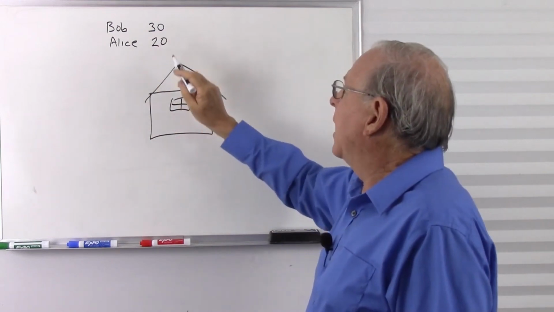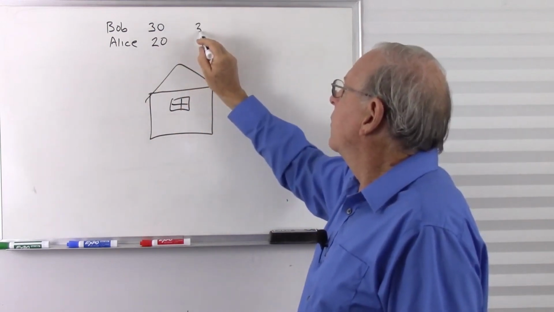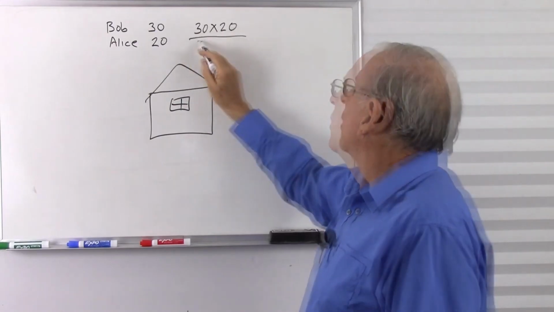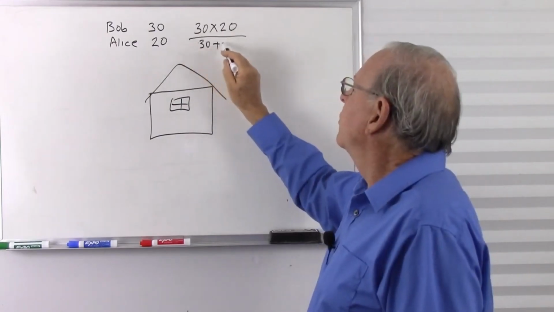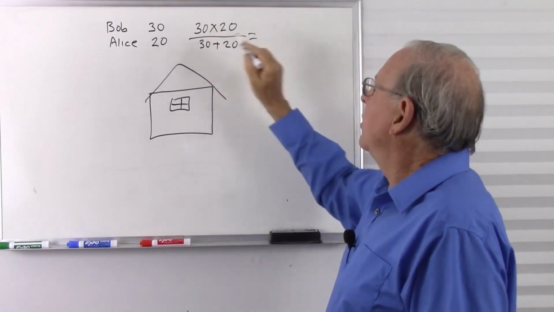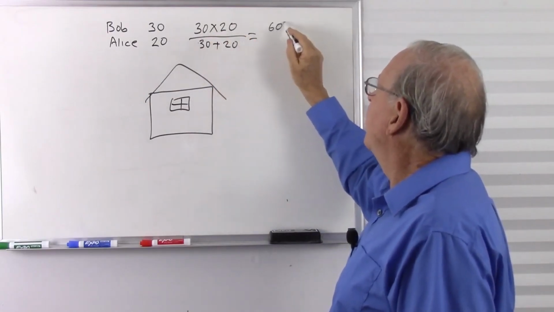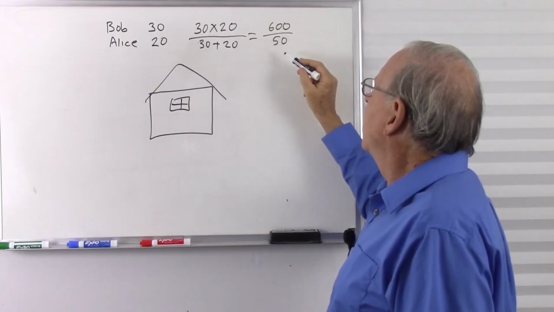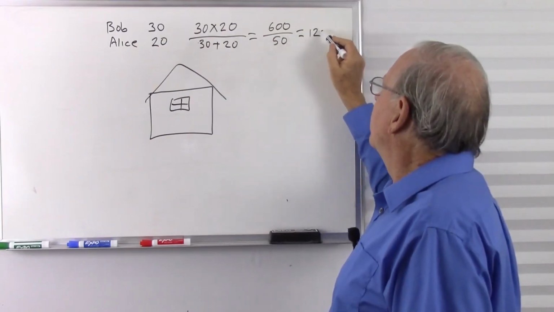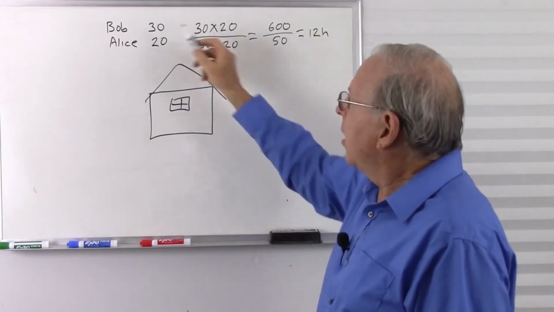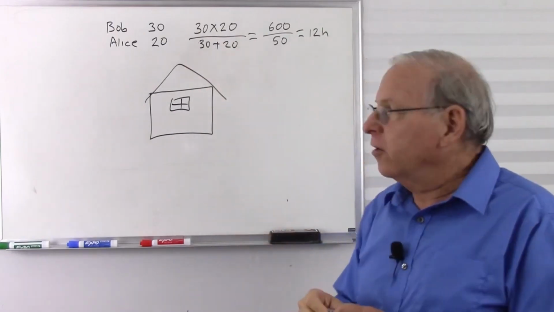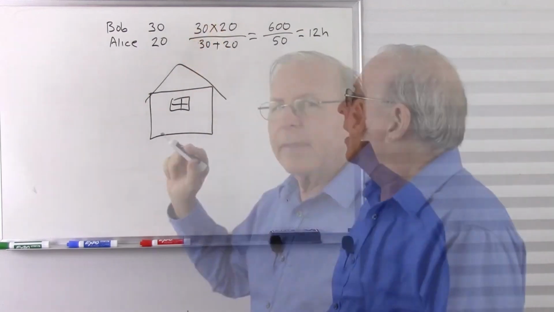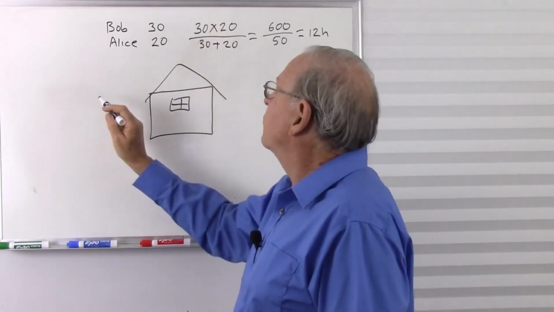So we're going to do the math. That's going to be 30 times 20 over 30 plus 20, which is 30 times 20 is 600 over 50, and that equals 12 hours. So Bob and Alice together will take 12 hours to paint that house, where one would take 30, the other would take 20. Now let's try to find just a little bit of insight into that formula.